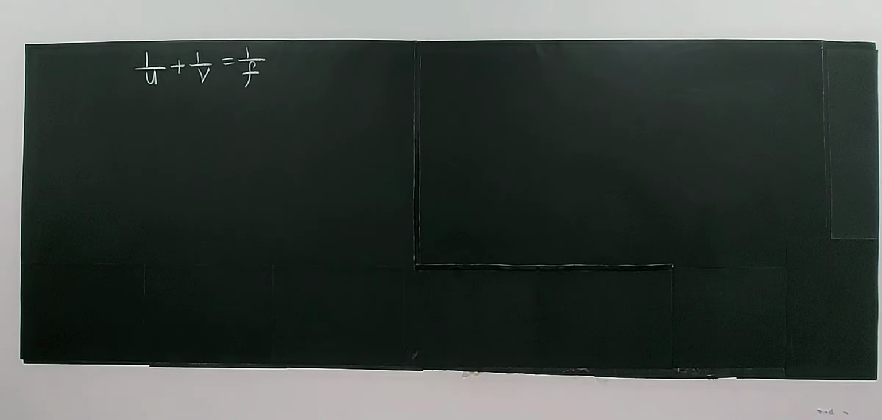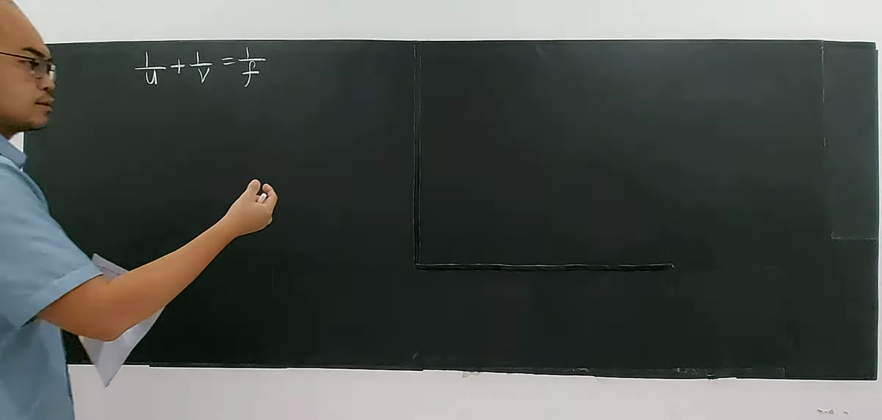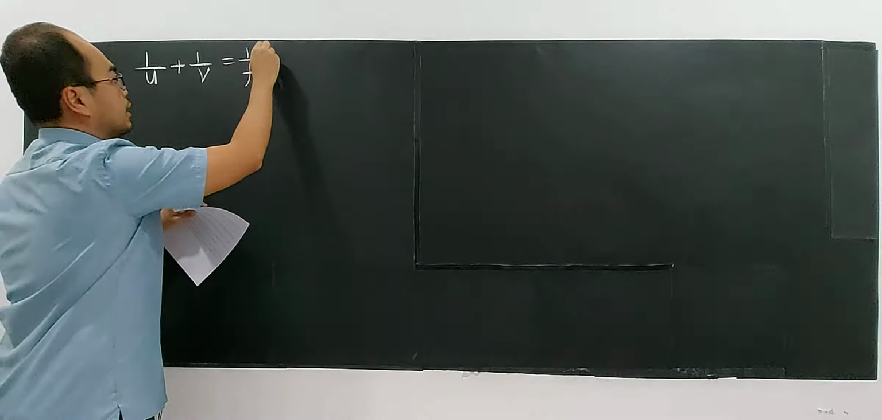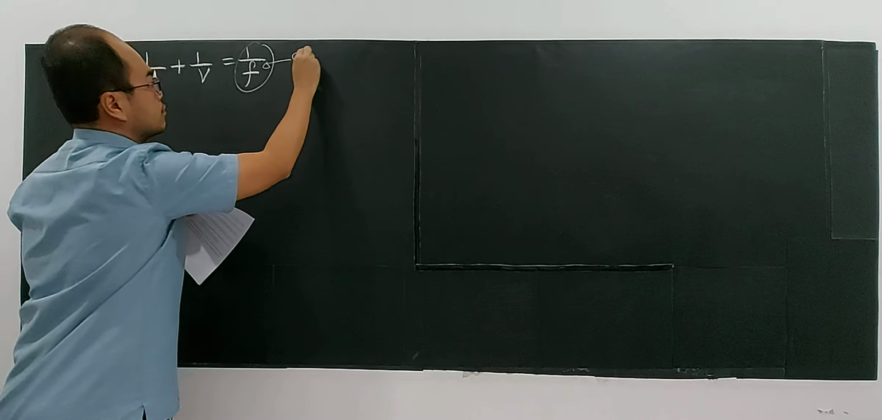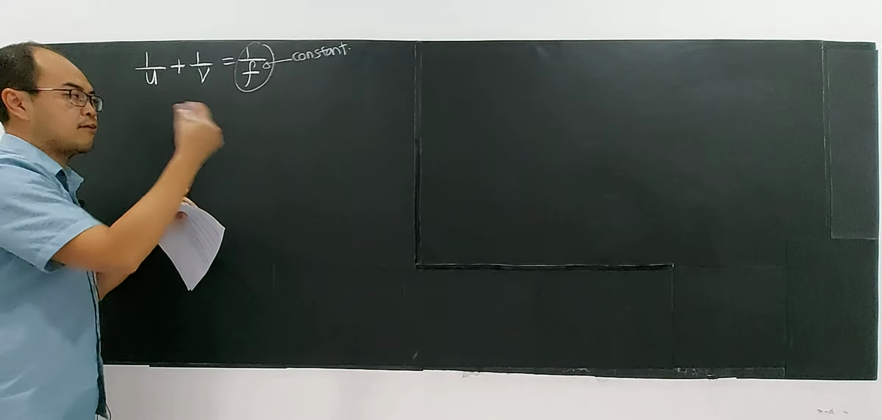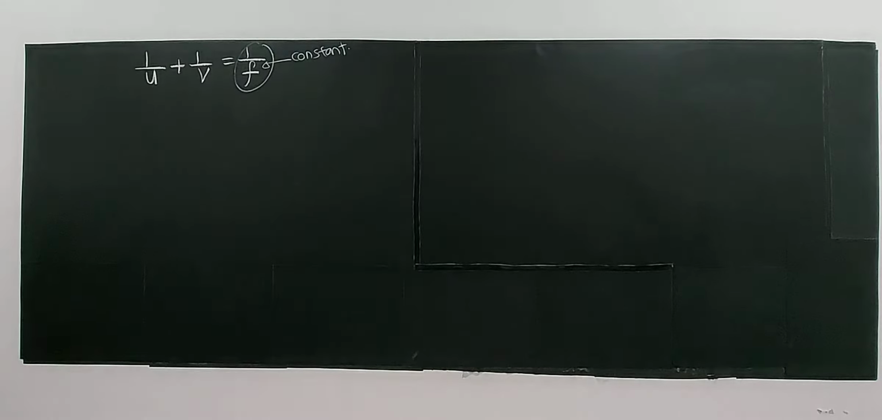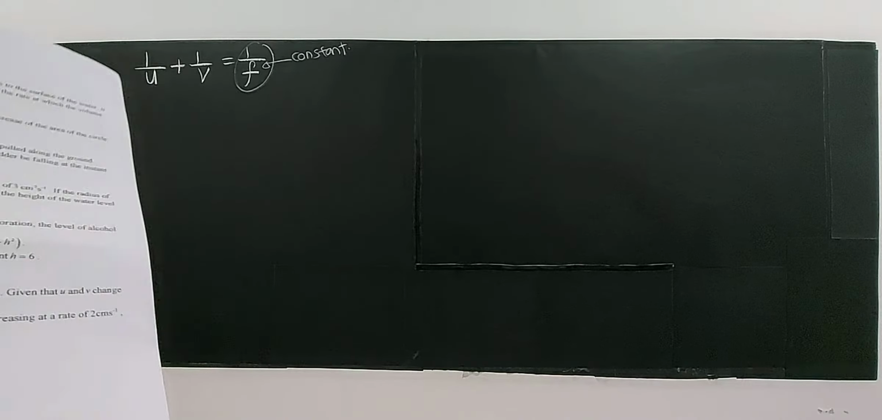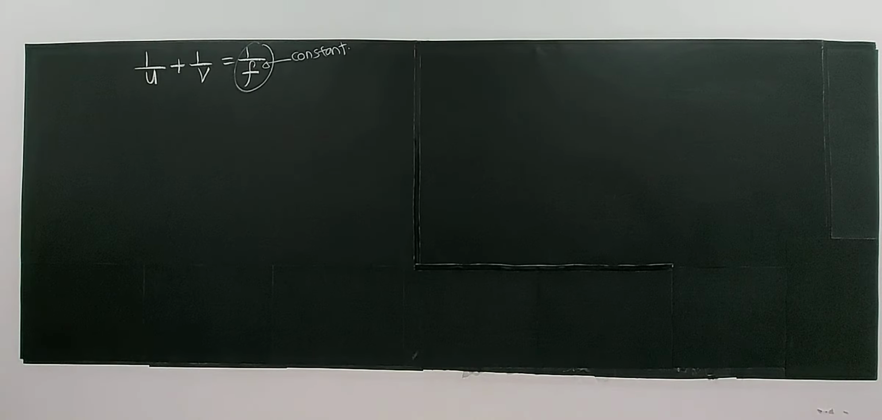If you use a convex lens, you know that lenses have a focal length. So this is a constant. Remember, this is a constant. A lens only has one focus, so the focal length will be the same. So now, given that u and v are changing, but f is not changing, find an equation that relates du/dt, dv/dt, u and v.